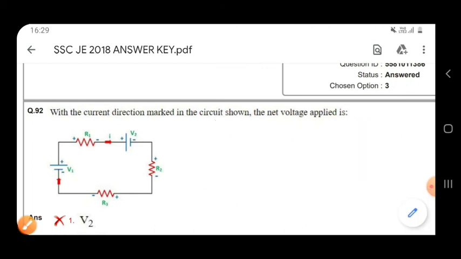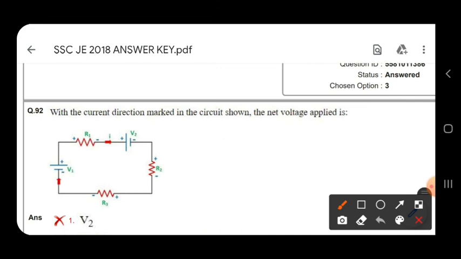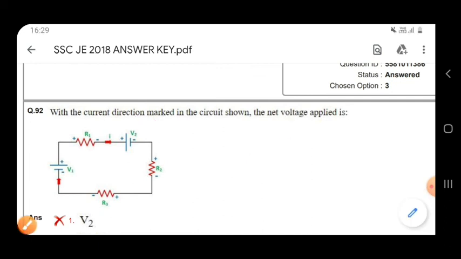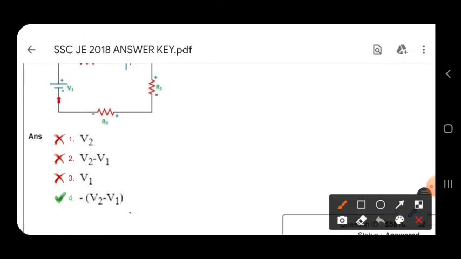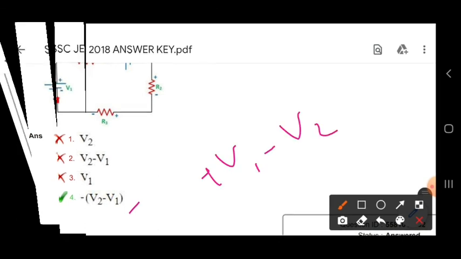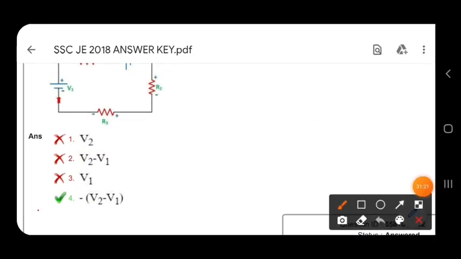You just see, in the first case the current arrow is from minus to plus, this means plus V1. Again for V2 it is plus to minus, this means minus V2. So the answer is plus V1 and minus V2. You see here in option number 4, this is plus V1 and minus V2. So option number 4 is correct.